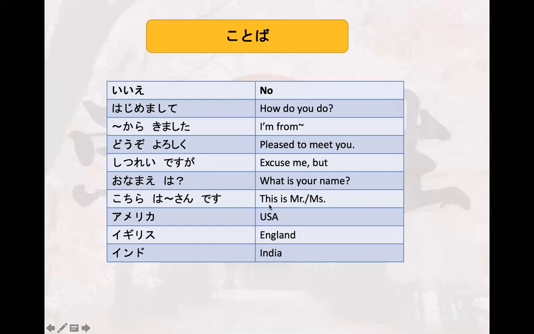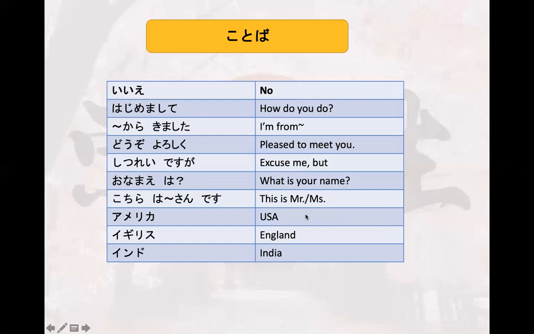Okay? And then, of course, paano magpakilala? This is Mr. or Miss. So, kochira wa nani-nani san desu. So, you're going to put the name of the person here. For example, this is Mr. Santos. Kochira wa Santos san desu. So, there. Okay? So, ganun natin magpakilala.